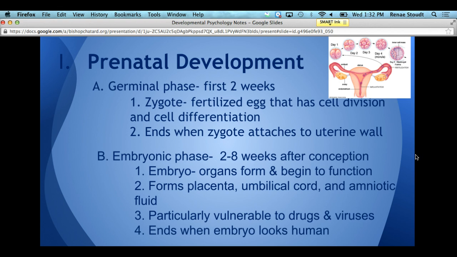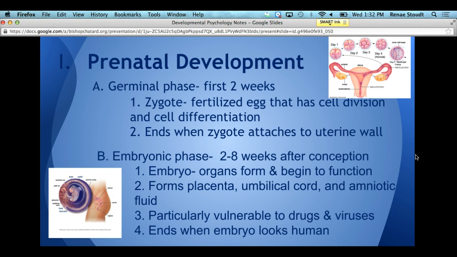This phase ends when the embryo looks more human. I'll show you a picture of the embryonic stage, and you're going to be like, that doesn't even look like a baby. At this stage, it really looks like an alien. Does that have a tail? Yeah, for a while we do all have tails. Our tails disappear in development.